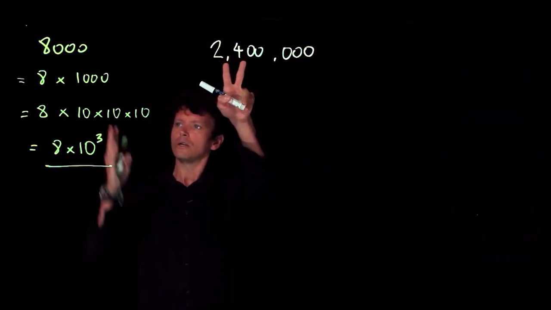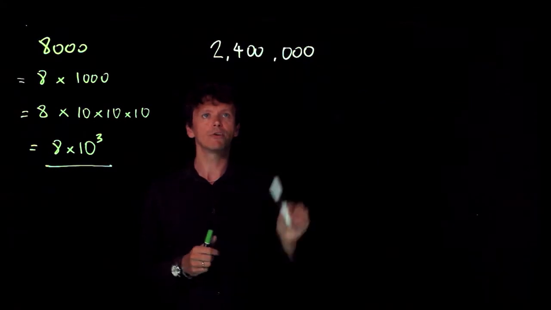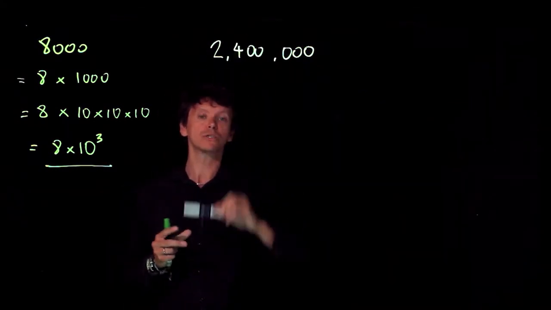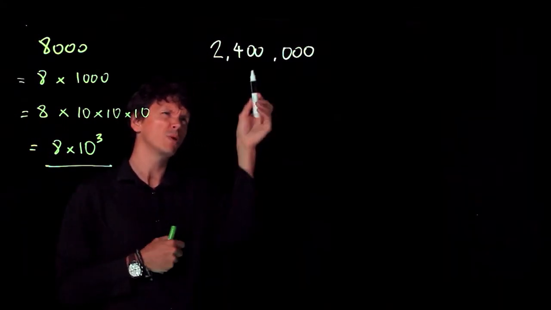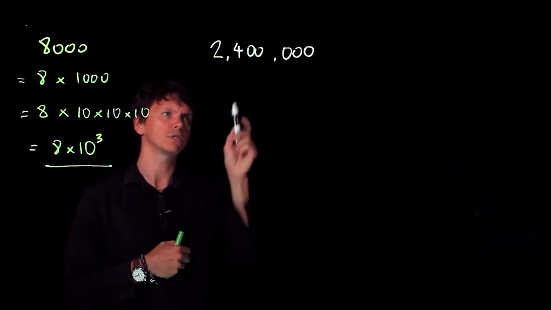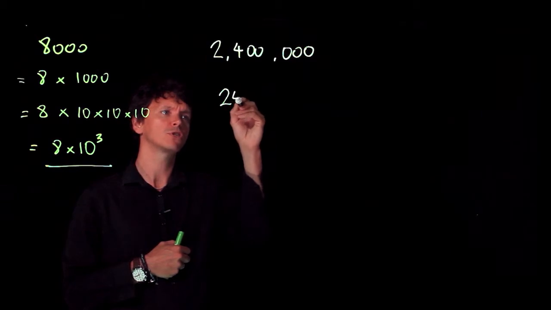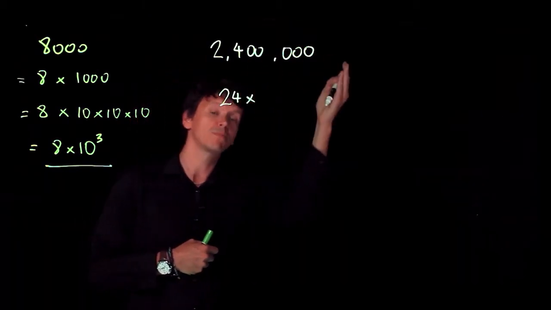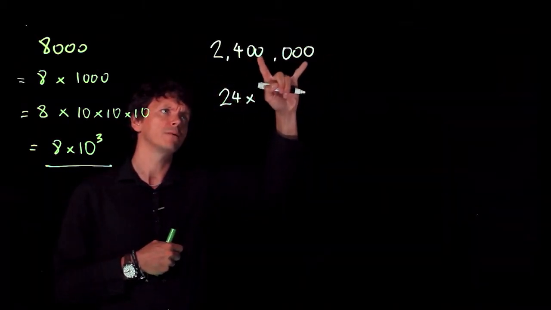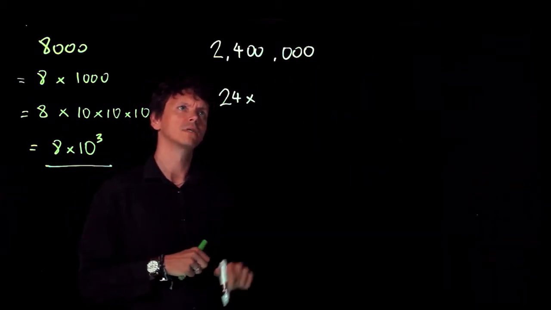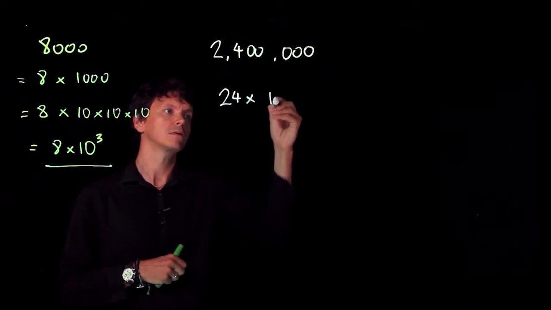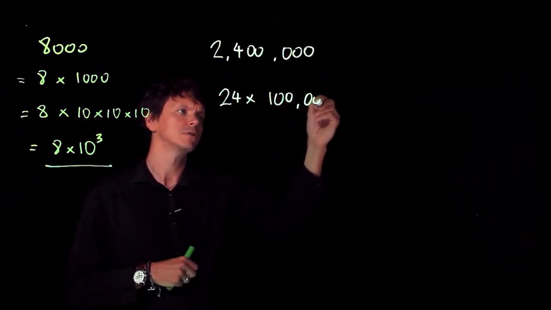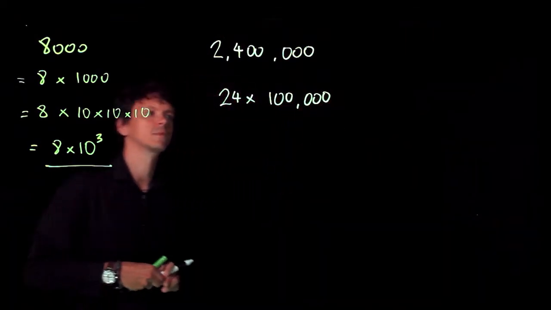Using exactly the same process here, if we were to separate out our number at the start, before we just start putting these zeros in, what did we have? Well, we've got 24 multiplied by a number which is all of these zeros. So that's 24 multiplied by 100,000.